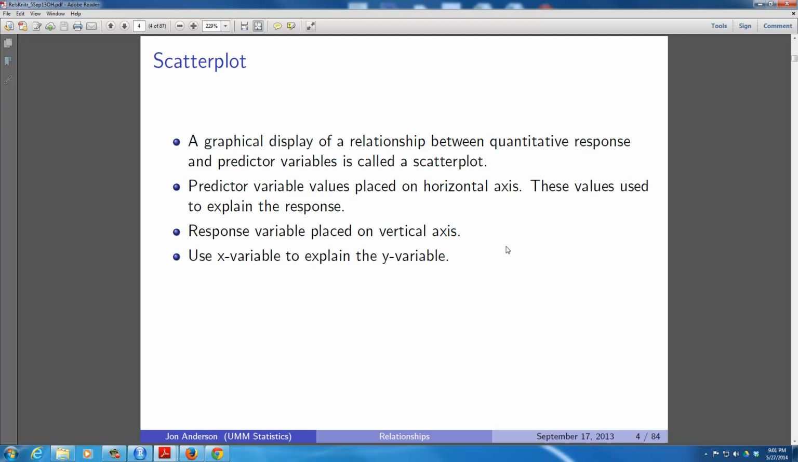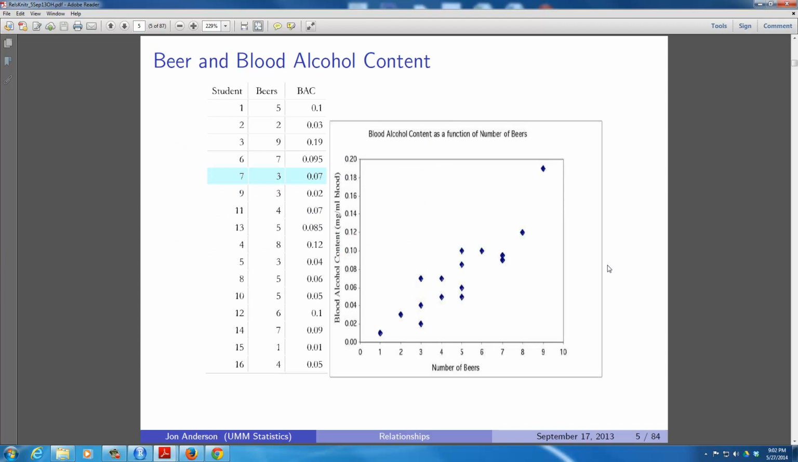The primary graphical method for this is called the scatter plot. The numeric value of the response variable goes on the vertical axis, and the numeric value of a predictor goes on the horizontal axis. Many units are measured, and each unit has two measurements, one for the x variable and one for the y variable, and these pairs, when graphed, form a scatter plot. And so here's an example of one.